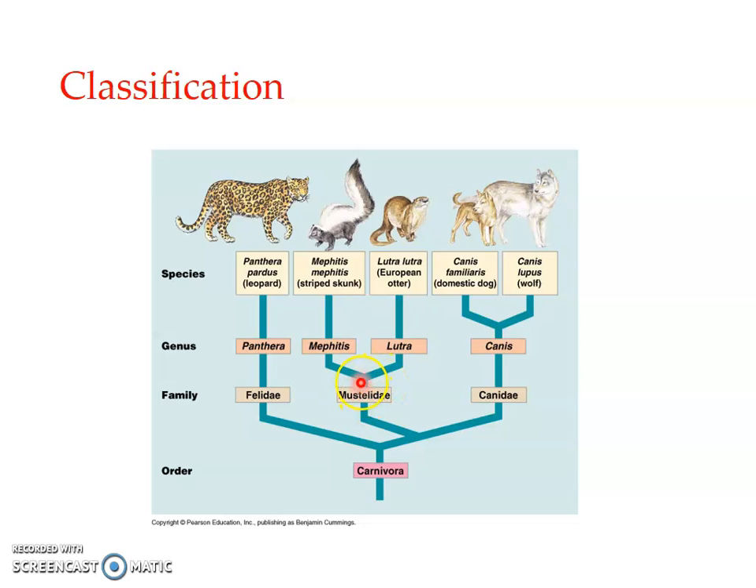Obviously, the Mustelidae, a further group of organisms, arose from the ancestor over here during the course of evolution. And this ancestor further gave rise to two groups. They were the genus Lutra and Mephitis. So this is how the whole thing goes on. I hope it is clear.